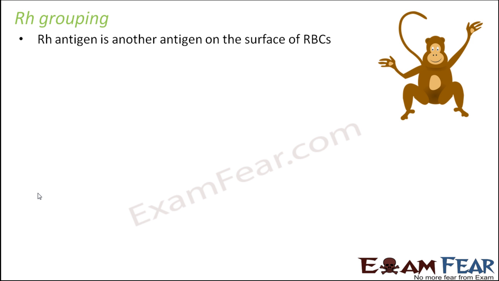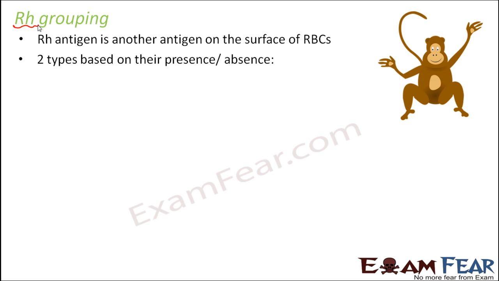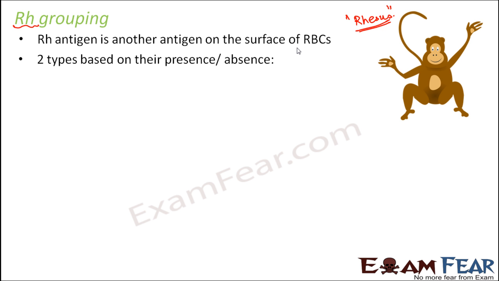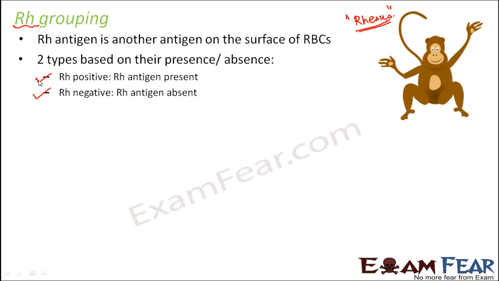Now from where do we get this term RH? This is named after rhesus. It was first discovered from the rhesus monkeys, and that is why it got the name rhesus factor or RH. So RH positive and RH negative. These are of two types based on their presence or absence: RH positive if RH antigen is present, RH negative if RH antigen is absent.